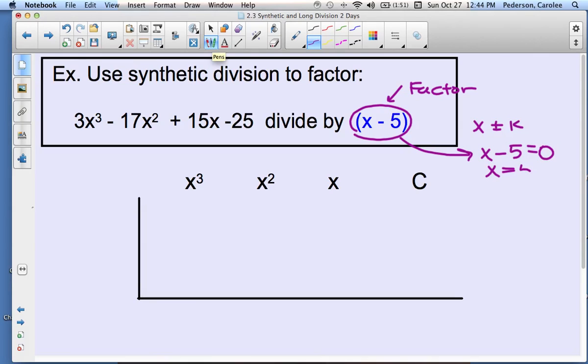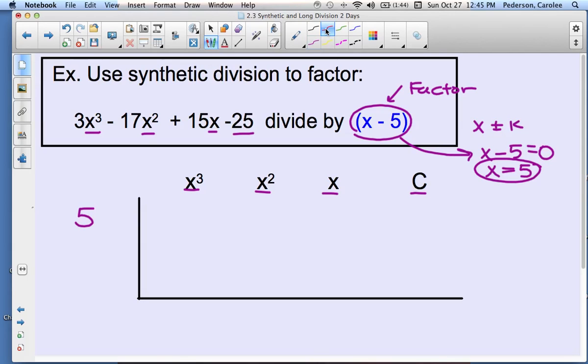So we add 5 to both sides. So this is the number we're going to work with. This 5 is going to go out in front. Now I've already set up part of the synthetic division box. I have an x cubed placeholder, an x squared placeholder, an x placeholder, and then I have a constant.